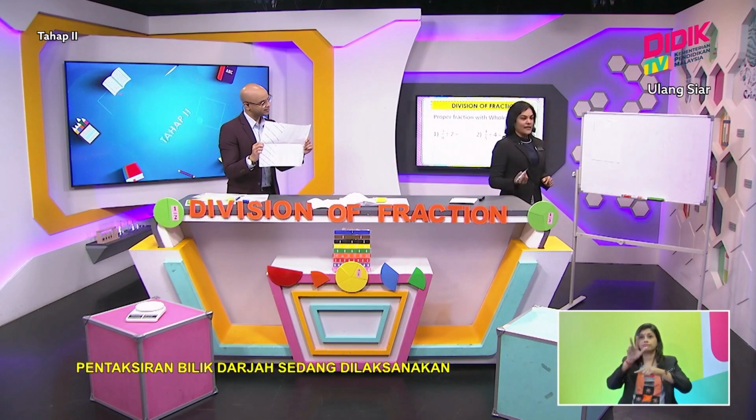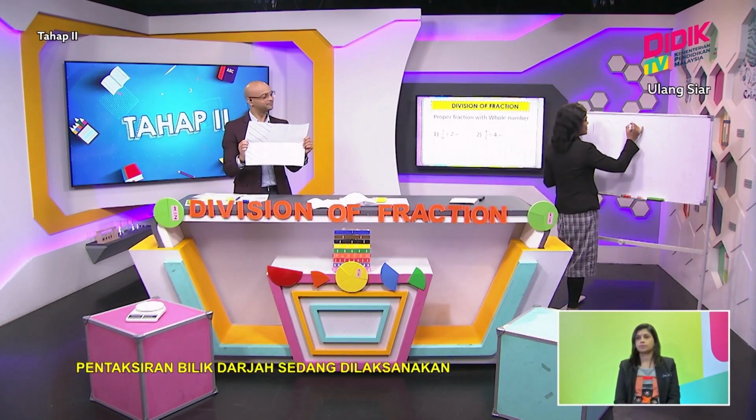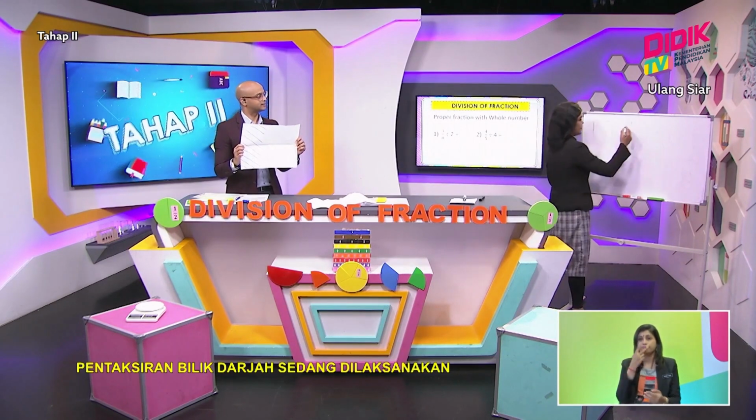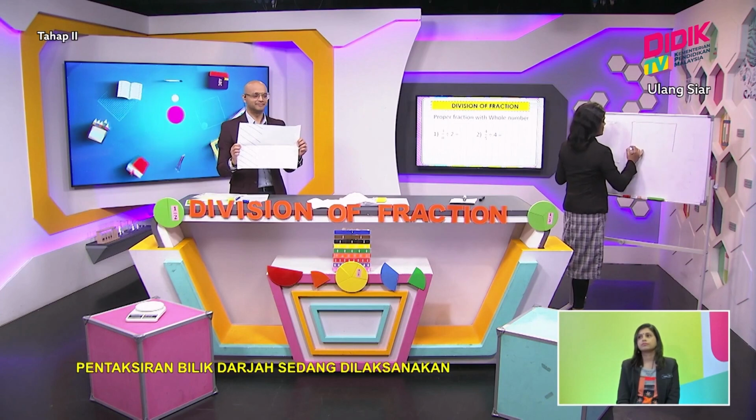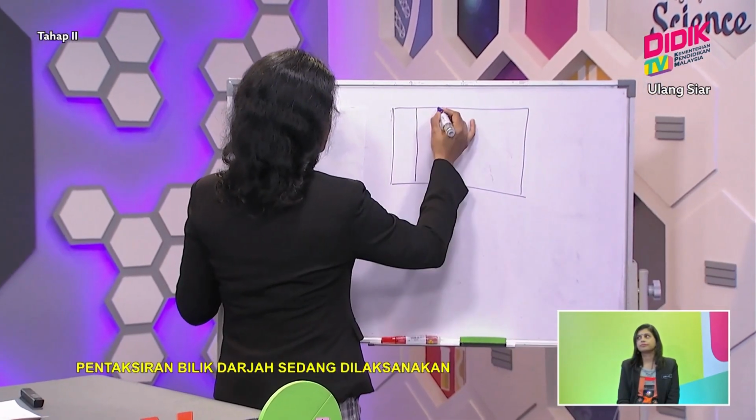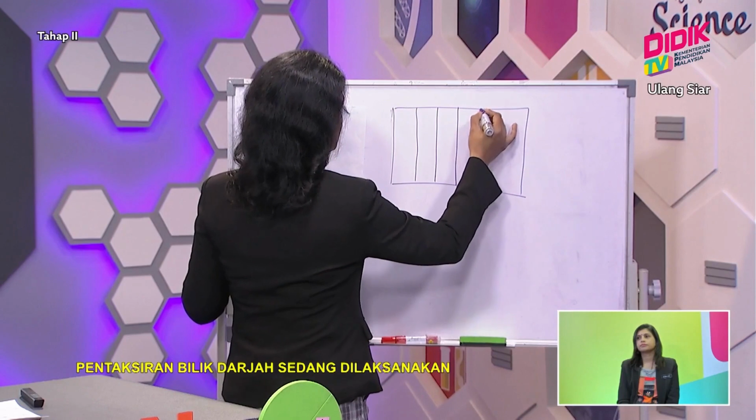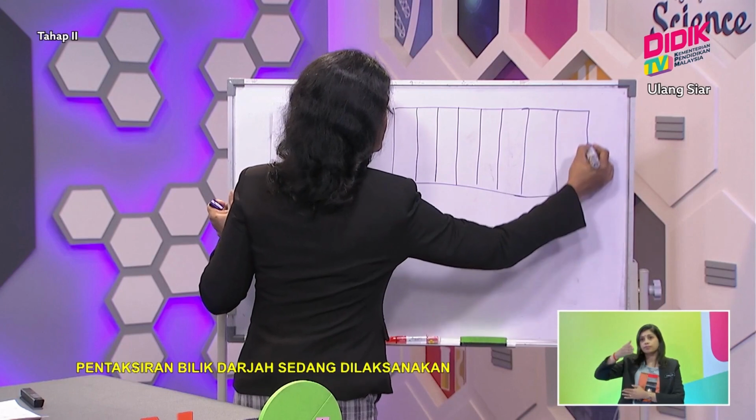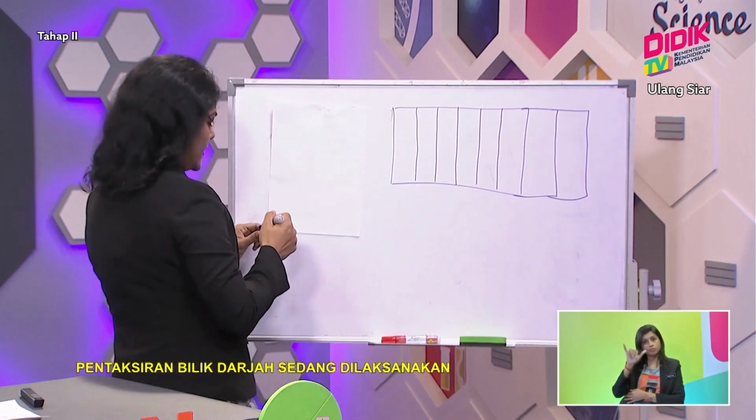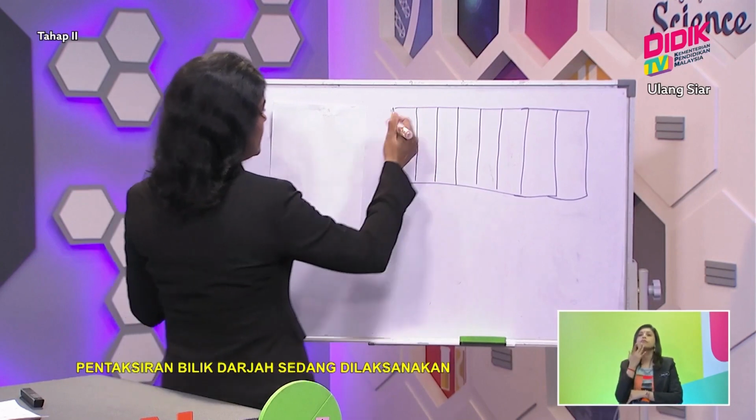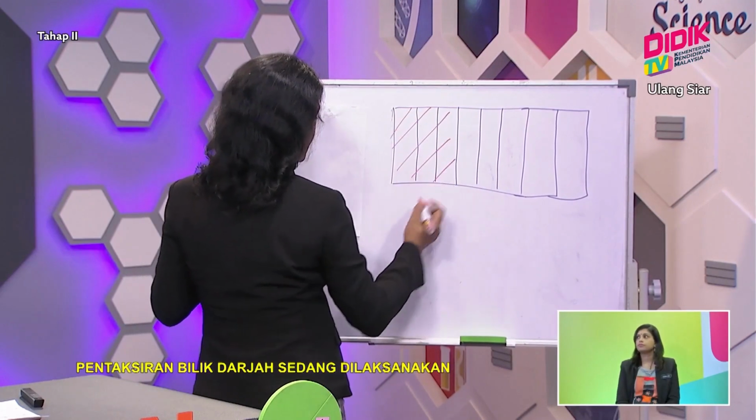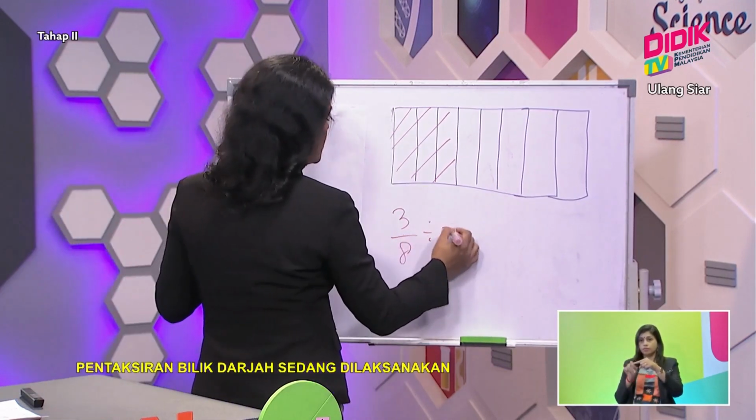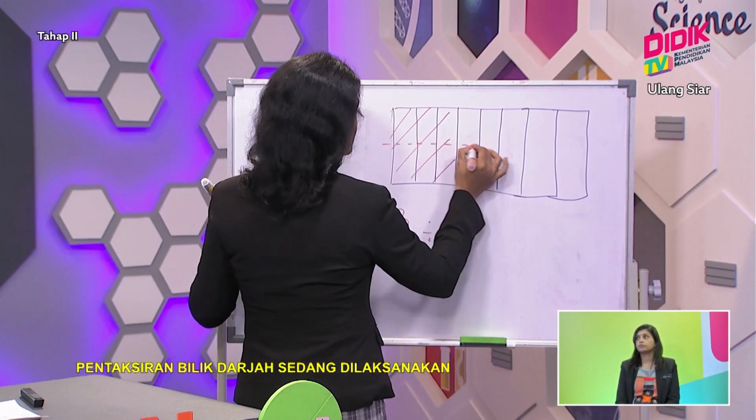Okay. Let us check. Just now, I asked Sean to draw 8 equal parts, right? Yes. Okay. Let me draw. 7 and 8. Make sure the parts should be equal, right? Yes. And then we color for 3. So that means 3 over 8. This is the diagram for 3 over 8. And then we have to divide it by 2. So what we do here, we cut it into half parts.